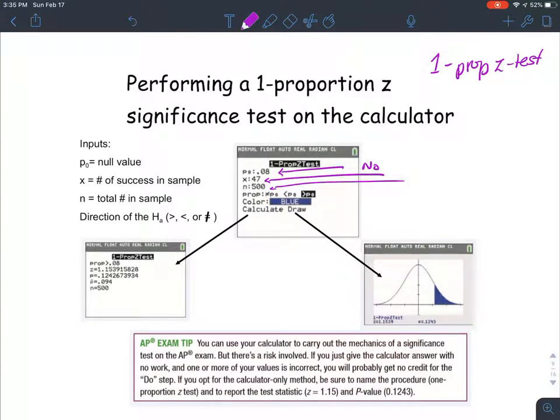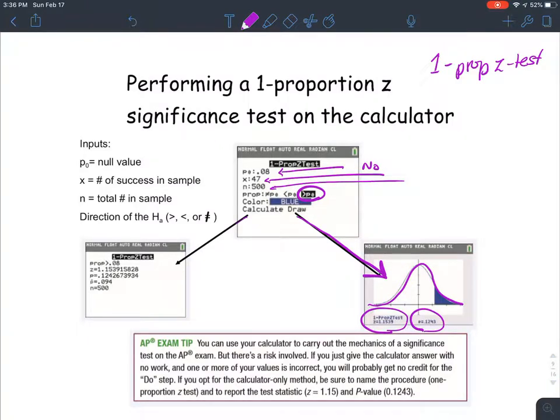Obviously, n is 500, and then it's going to want to know what was the inequality symbol used in the alternative hypothesis. Was it a does not equal to, a less than, or a greater than? On this problem, we would want to highlight greater than. Now you have two options. If you select the draw feature, it's going to draw that bell-shaped curve, show you the shaded area, and at the bottom it'll give you the test statistic, which was the z-score. It'll also give you the p-value.